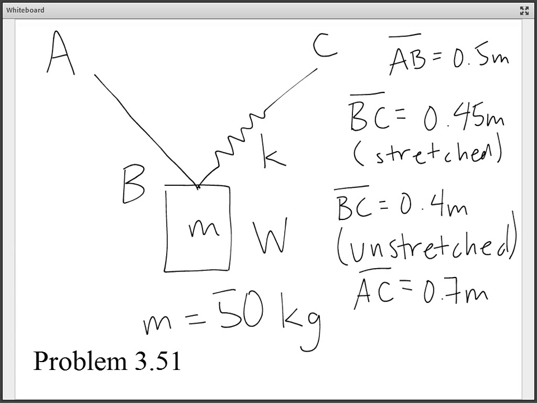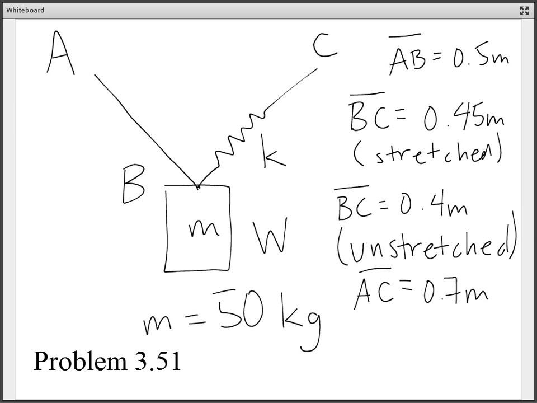It gives us the distance between A and B, which is half a meter, gives us the distance between B and C. Now this is the spring, so it gives us the distance of the spring when it's stretched and when it's unstretched. And it also gives us the distance between A and C. Alright.